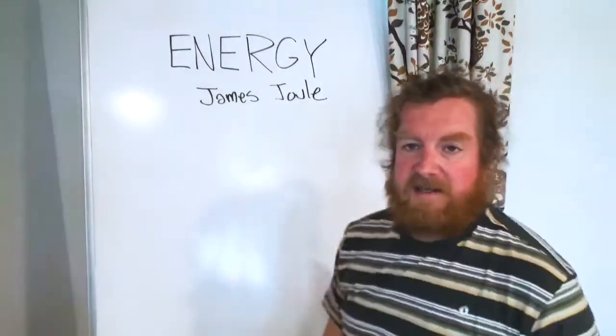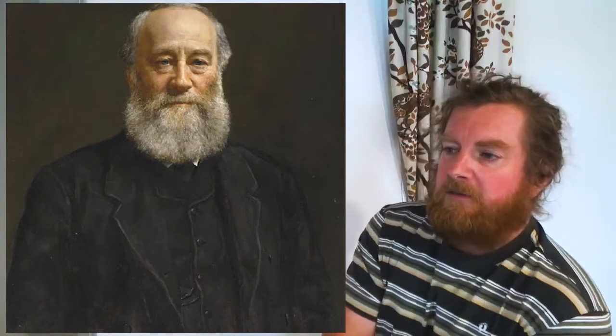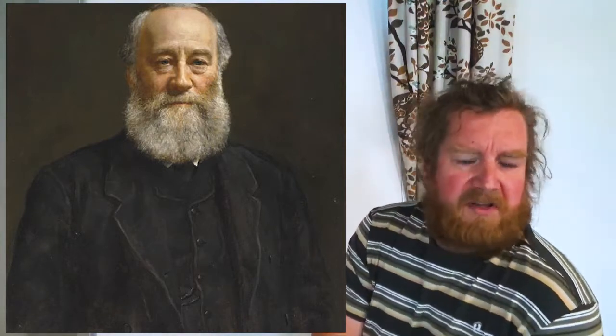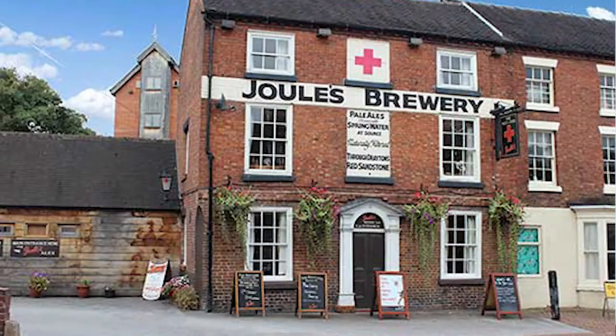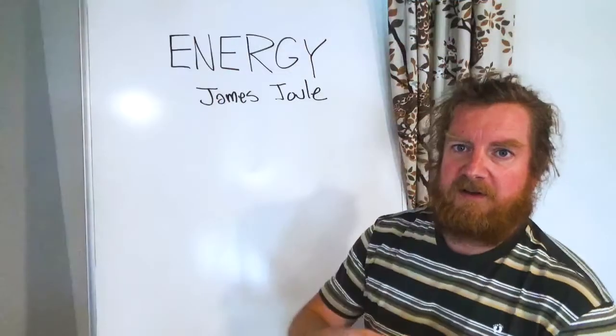I want to mention this guy, James Joule. He was a British guy. His family owned a brewery there, the Joule Brewery, something like that. And he was really interested in the onset of physics, right, around the Industrial Revolution.